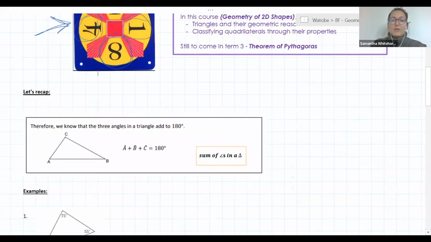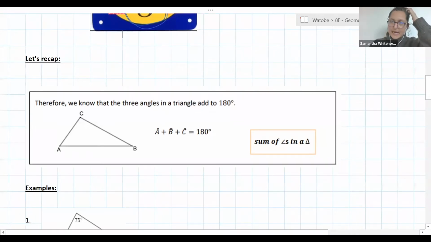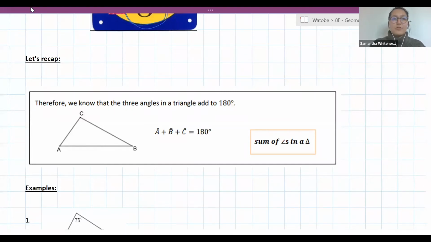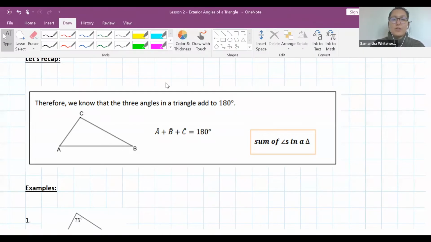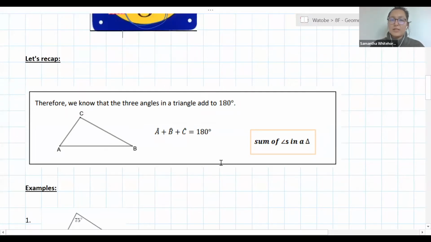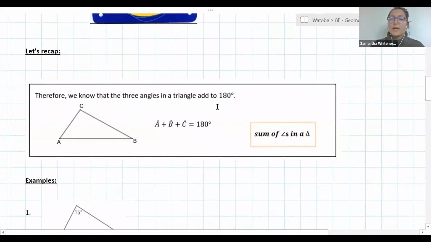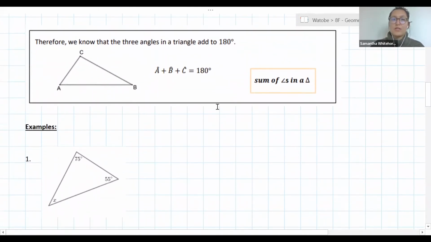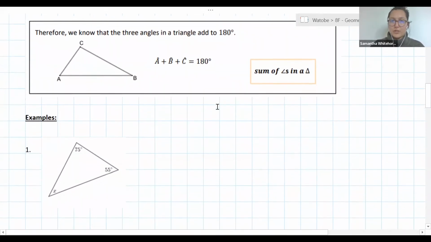What we chatted about on Monday is angles in a triangle. We know that in any triangle that you work with, if you take the three interior angles and add them together, you will get 180 degrees. That was the very first reason we looked at on Monday. The reason we use is sum of angles in a triangle. For the first little bit, we're going to recap that and make sure we know how to use it before we move on to our next one today.